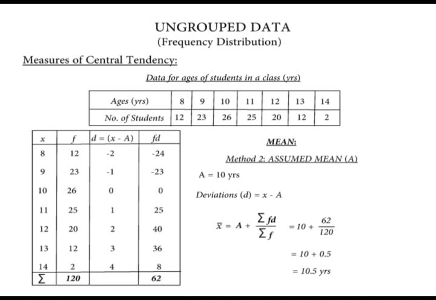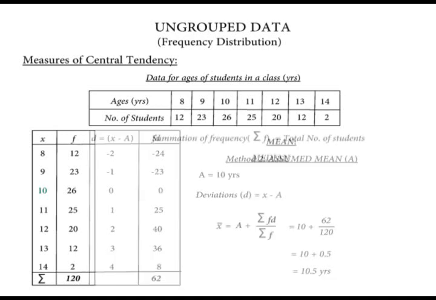The mode for a frequency distribution is the observation with the largest frequency. In this case, the modal age is 10 years because it has a frequency of 26. Next is median.